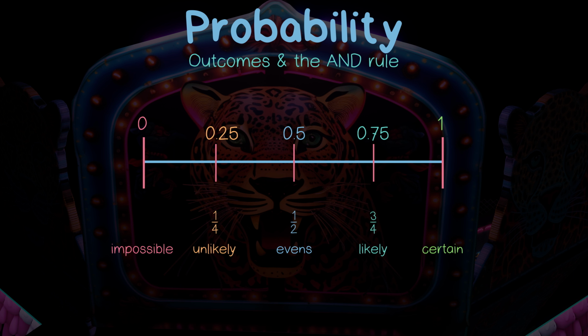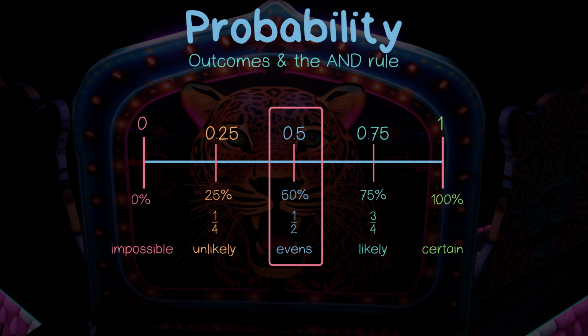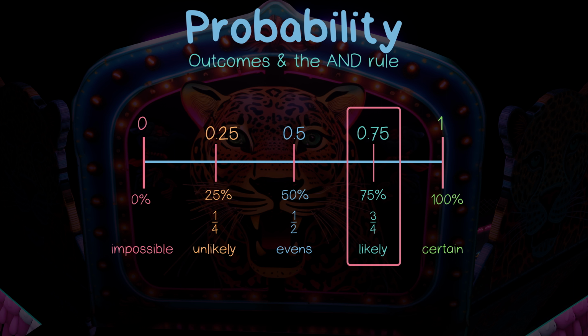decimals, fractions and percentages. For example, 0.5 would be 50%, and that would have an evens chance of happening. 0 would be impossible, and 1 is certain. So an event with a probability of 0.75 has a 75% chance of happening, and we would describe it as likely. You get the idea.